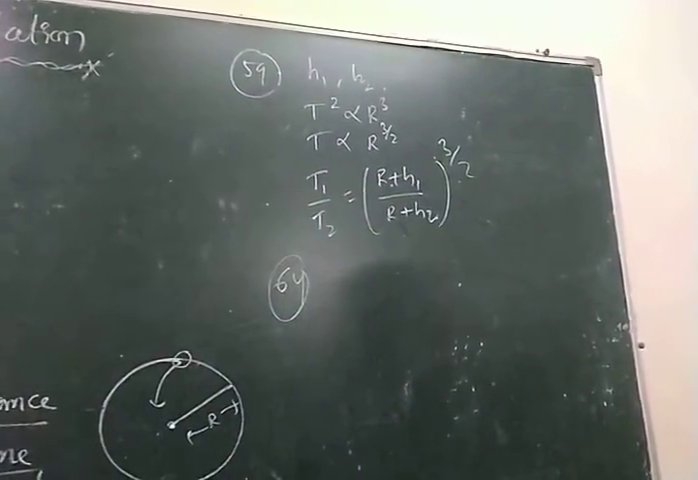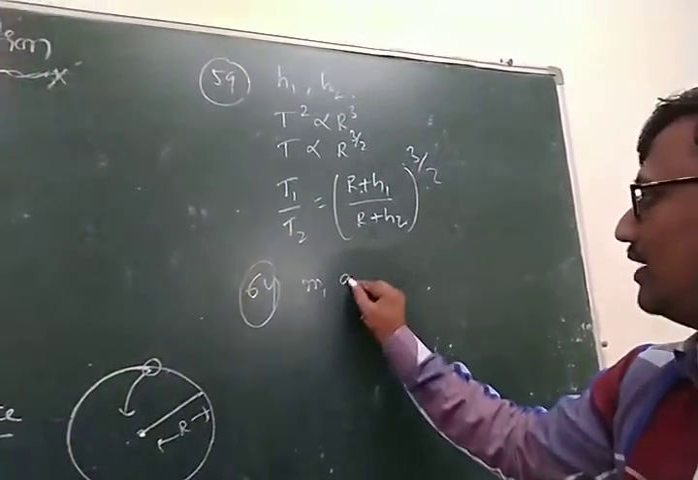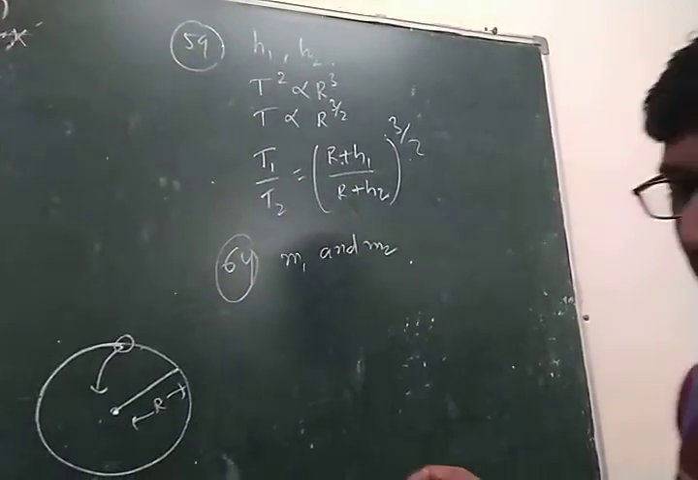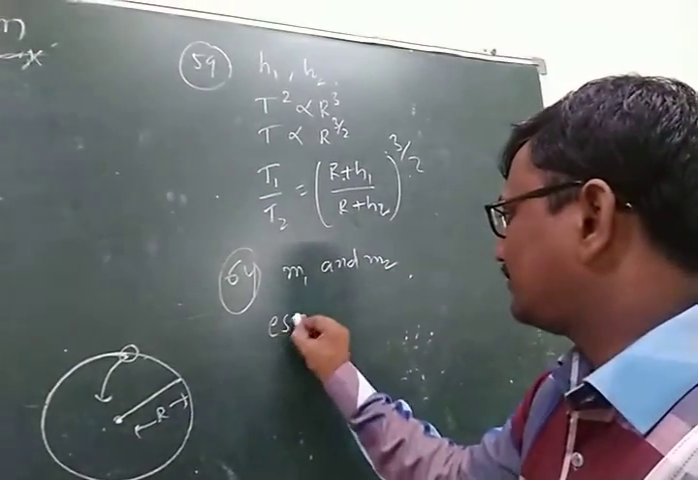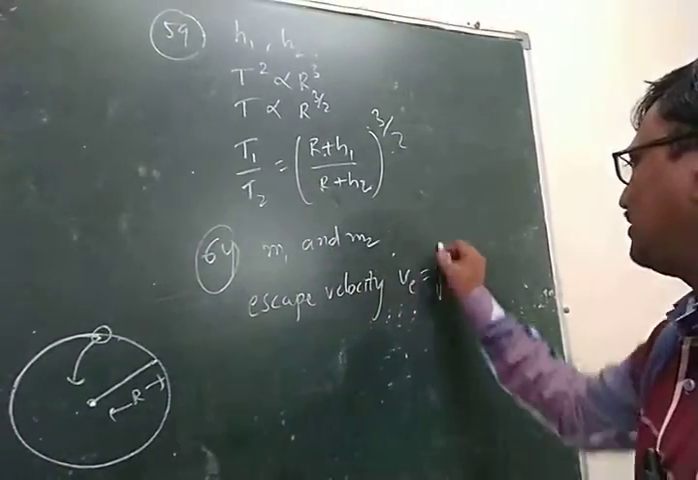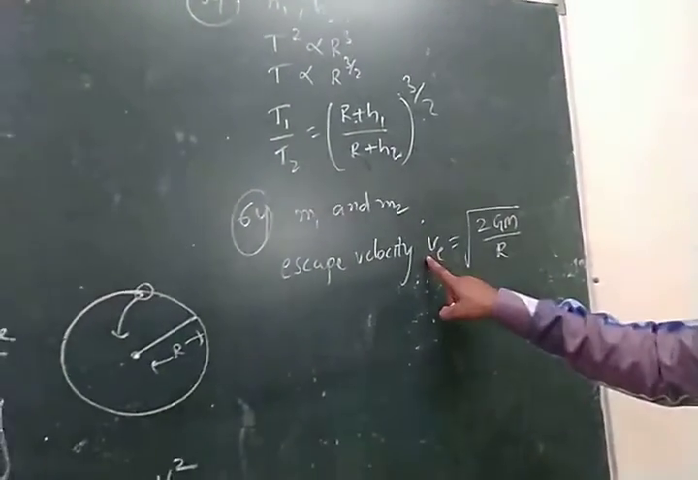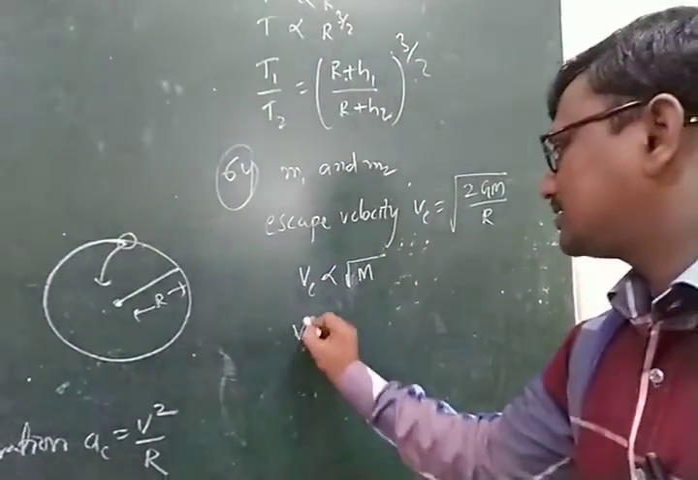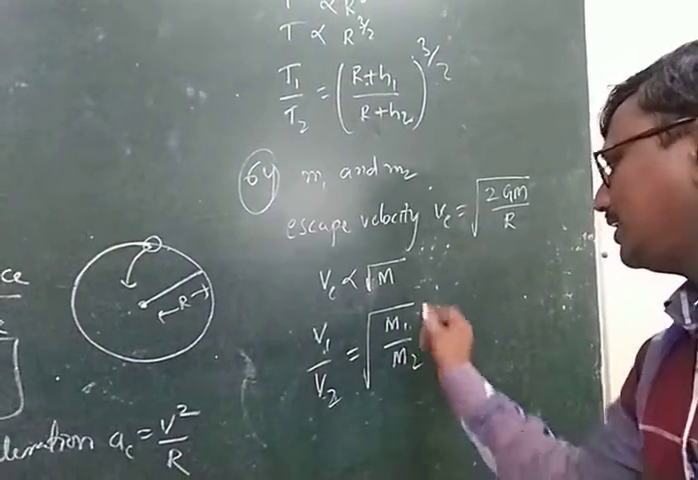Next is question 64. The escape velocities on the surface of two planets of masses M1 and M2, having radii R1 and R2, are V1 and V2 respectively. For the escape velocity, the formula is V is equal to the square root of 2GM by R. The escape velocity is directly proportional to the square root of the mass. Taking the ratio, V1 by V2 is equal to the square root of M1 by M2.